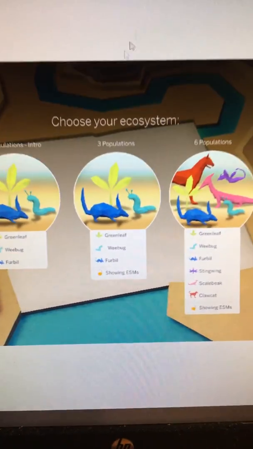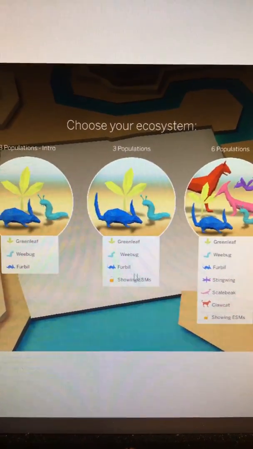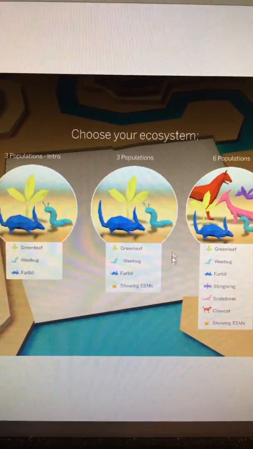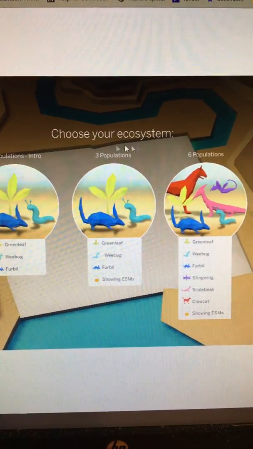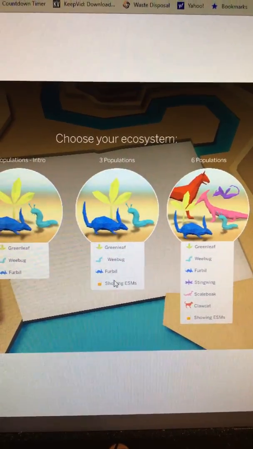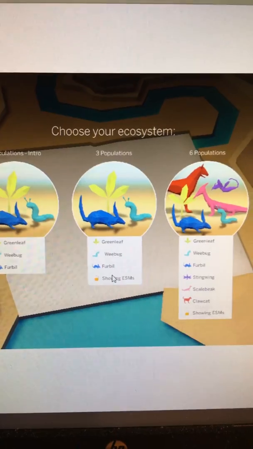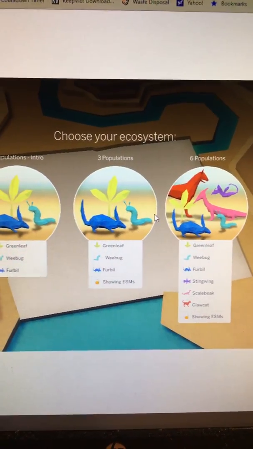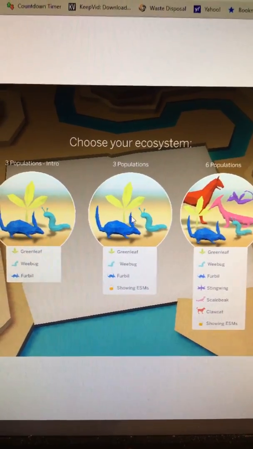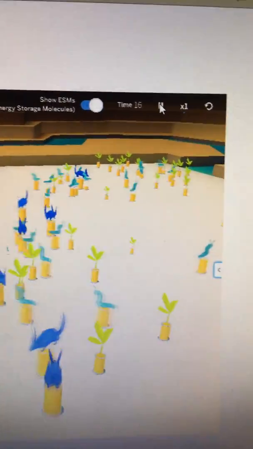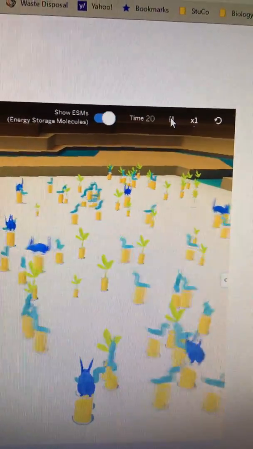Just as a reminder, you guys will be working in this simulation. You can access it on Amplify 2.3 or 2.4. It doesn't really matter, it's the same simulation. You'll be working on this 3 population where you can see the energy storage molecules. Remember, in order for an organism to be able to reproduce, it needs to have plenty of energy, okay, and energy storage molecules. So you'll click on that. You can zoom in a little bit, and then you're going to let it run for 20 time units and pause it. I just want to show you really quick your food web.